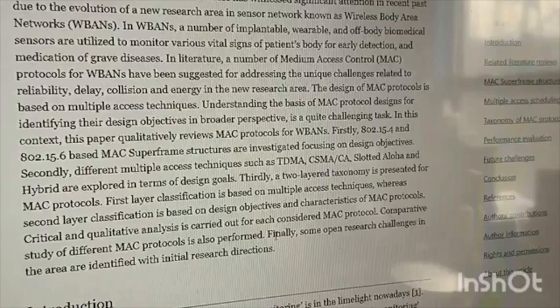The first layer classification is based on multiple access techniques, whereas the second layer classification is based on design objectives and characteristics of MAC protocols. Critical and qualitative analysis is carried out for each considered MAC protocol. A comparative study of different MAC protocols is also performed. Finally, some open research challenges in the area are identified with initial research directions.